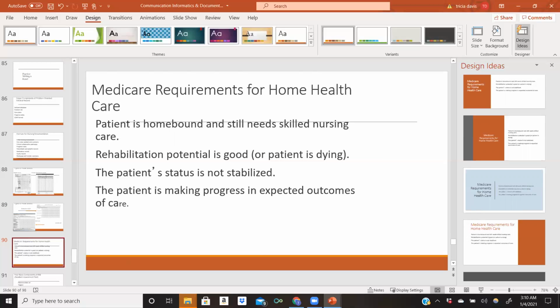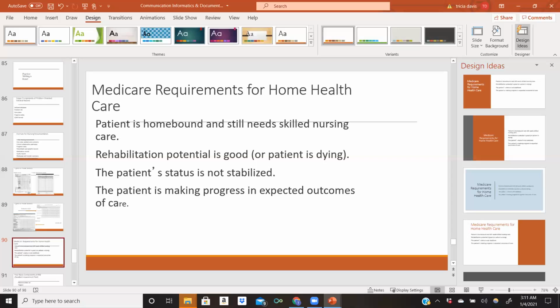That's a requirement. Their rehabilitation potential is good. We want to know that we're investing time in these patients and their rehabilitation is going to be good. It's a good potential that they are going to make a recovery and lead a productive life. Or if the patient is dying, then they would have hospice service. The patient's status is not stabilized. So if they're not stable, they're still going to require care. We're going to want to send a home health nurse out to see them.